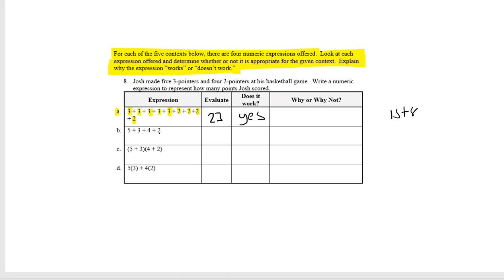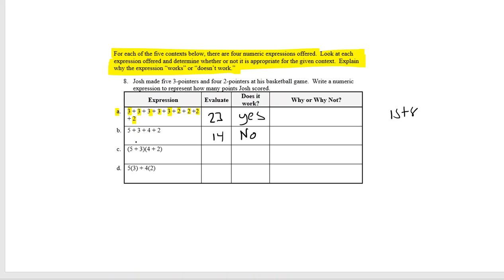5 plus 3 plus 4 plus 2. That one does not work. That is not 5 3-pointers and 4 2-pointers. 5 plus 3 is 8, 4 plus 2 is 6, and 8 plus 6 is 14. Okay, these are not equivalent. Okay, let's look at the next one.